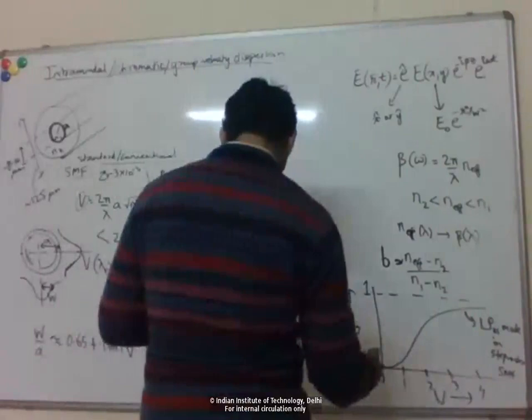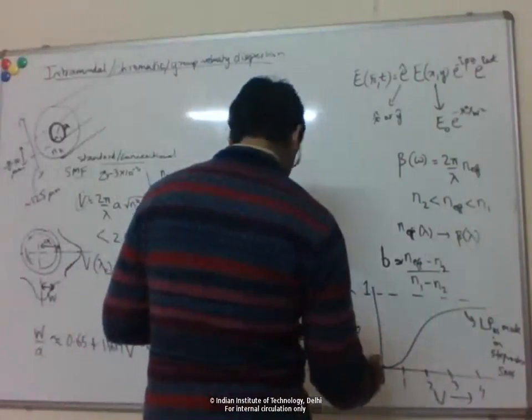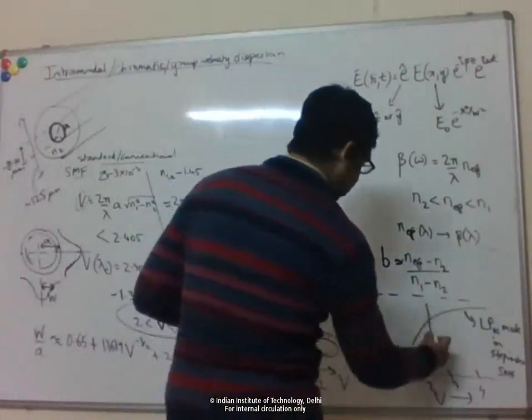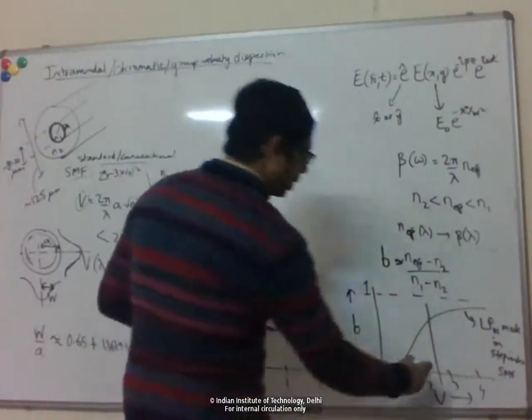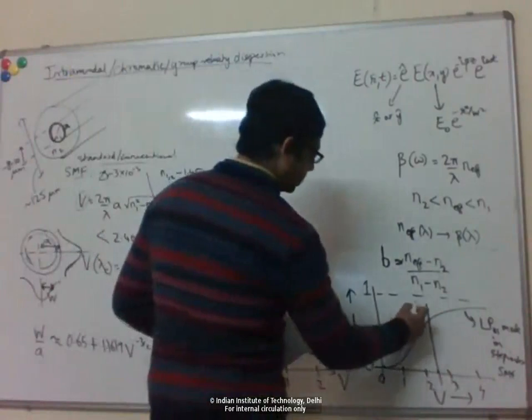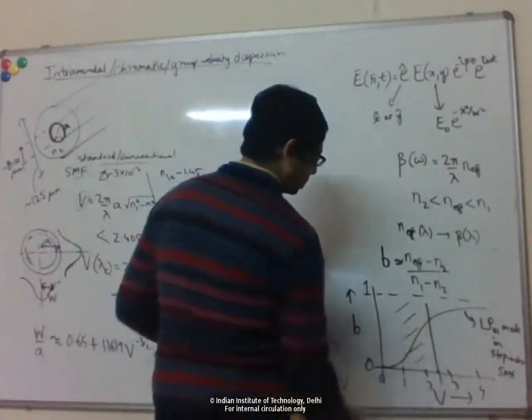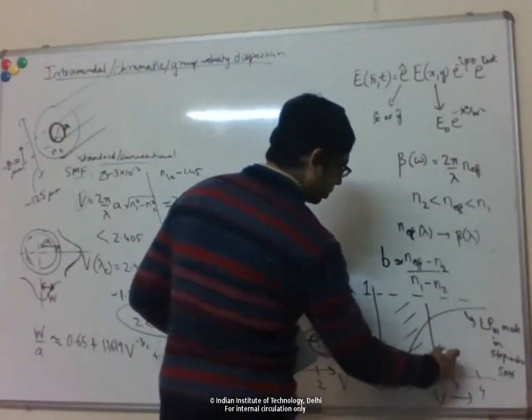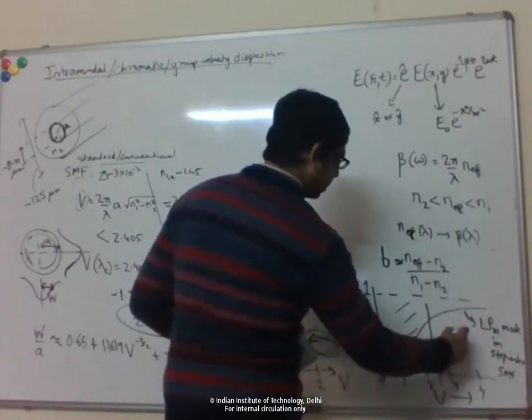Okay, so basically this is the single mode region, right? 2.405 again is cut off. So on this side, this is the single mode region. The next mode sort of starts from here. This would be like LP11.